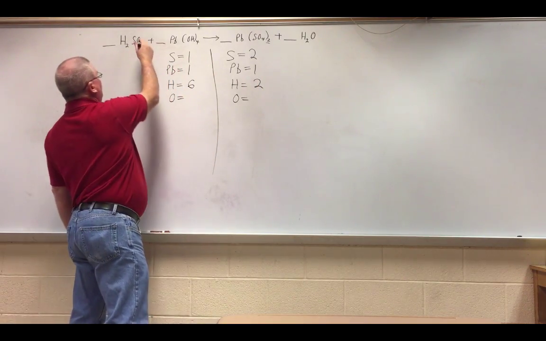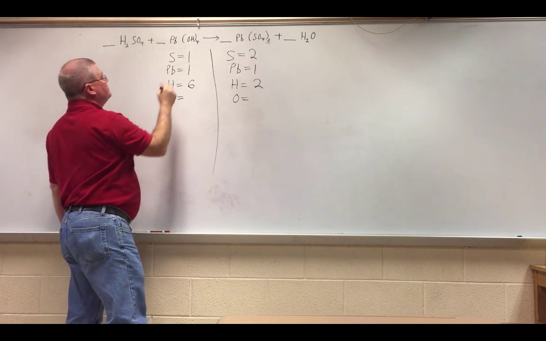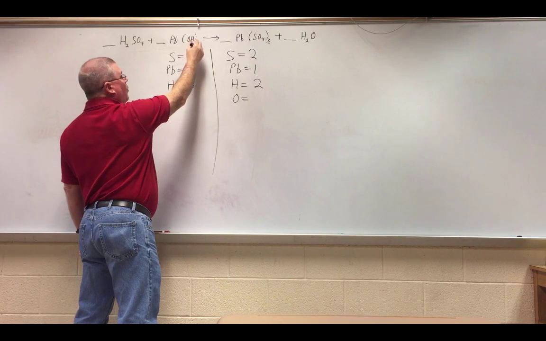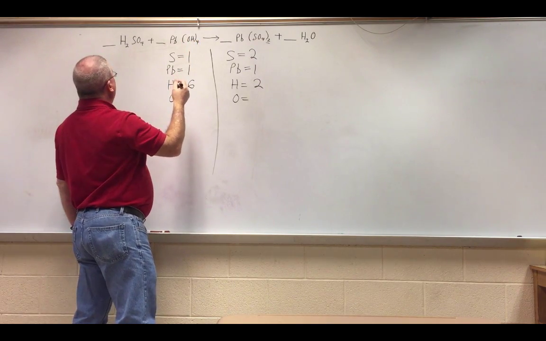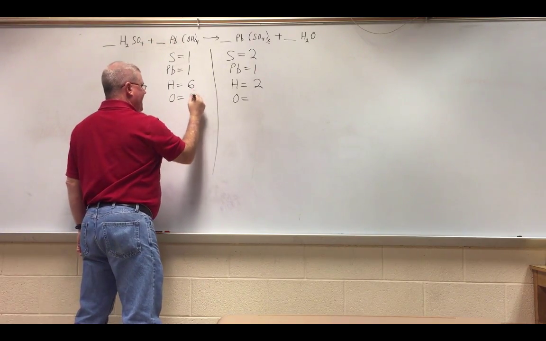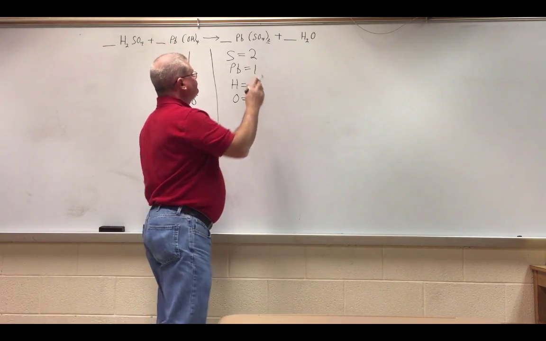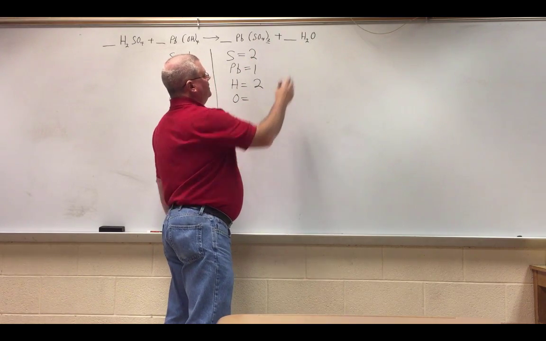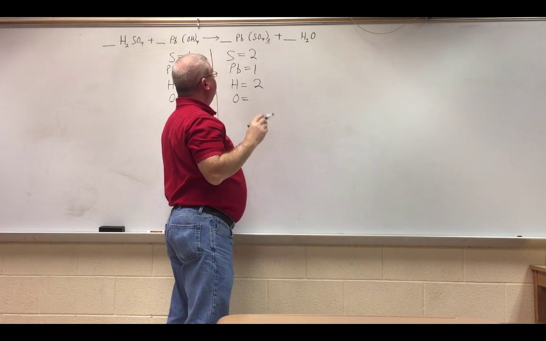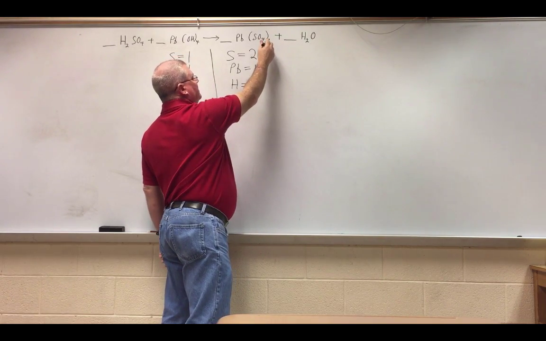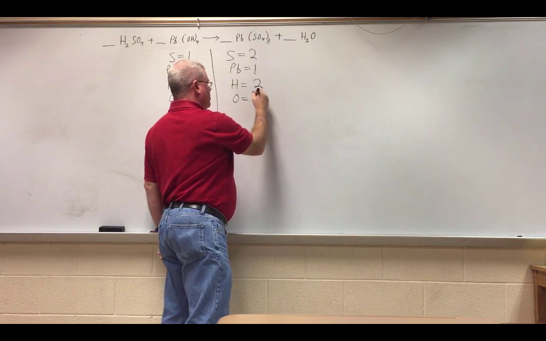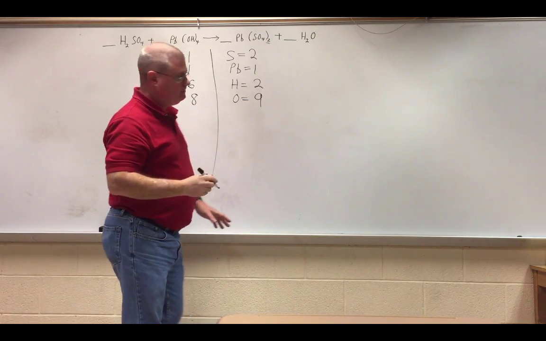Oxygens, we have 4 over here. That's understood 1 inside the parentheses, so 1 times 4 is 4. So 4 plus 4 equals 8. This is understood 1 over here on the water. The oxygen with it is 1. Inside the parentheses, 2 times 4 will be 8. So we'll have a total of 9 oxygens.